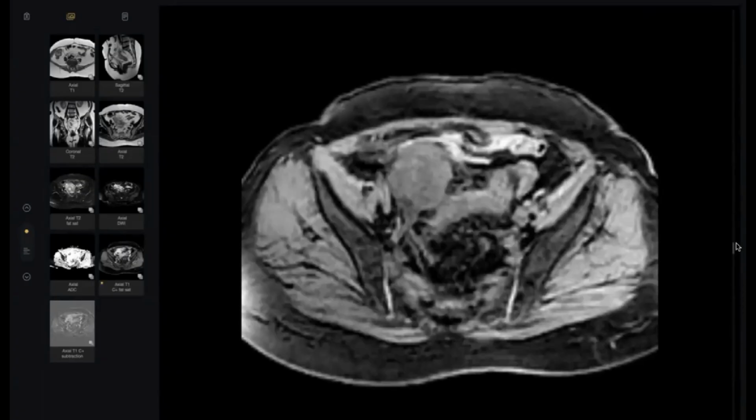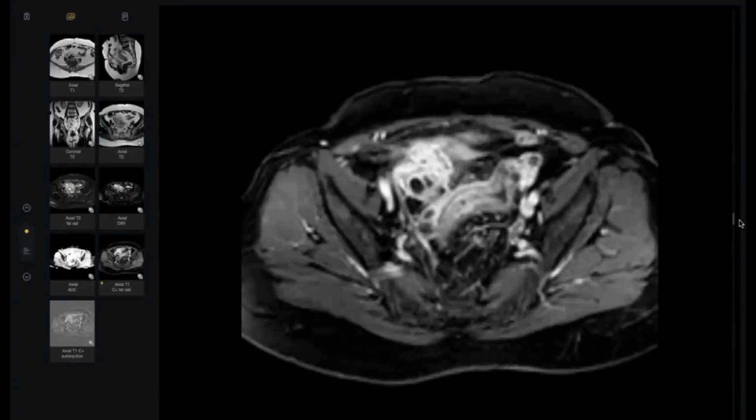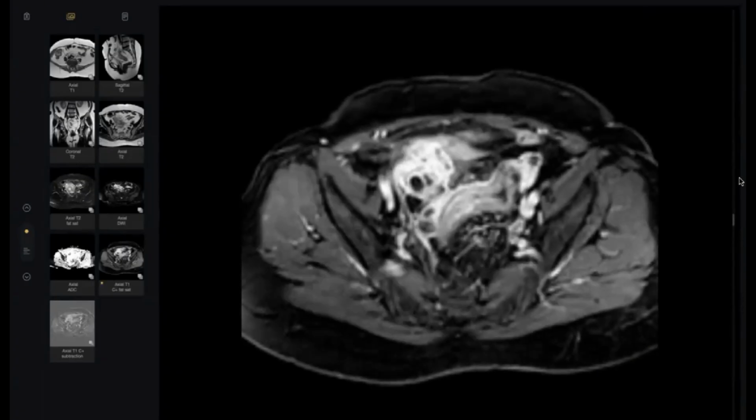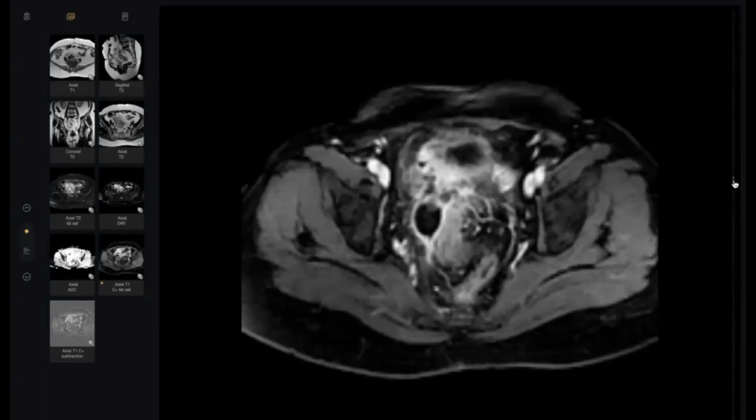So I can see that there are definitely some contrast enhancement noted in the right adnexal region. Considering young age and with such findings, I'm thinking this could be a case of tubo-ovarian abscess in this region because there are inflammatory changes noted.